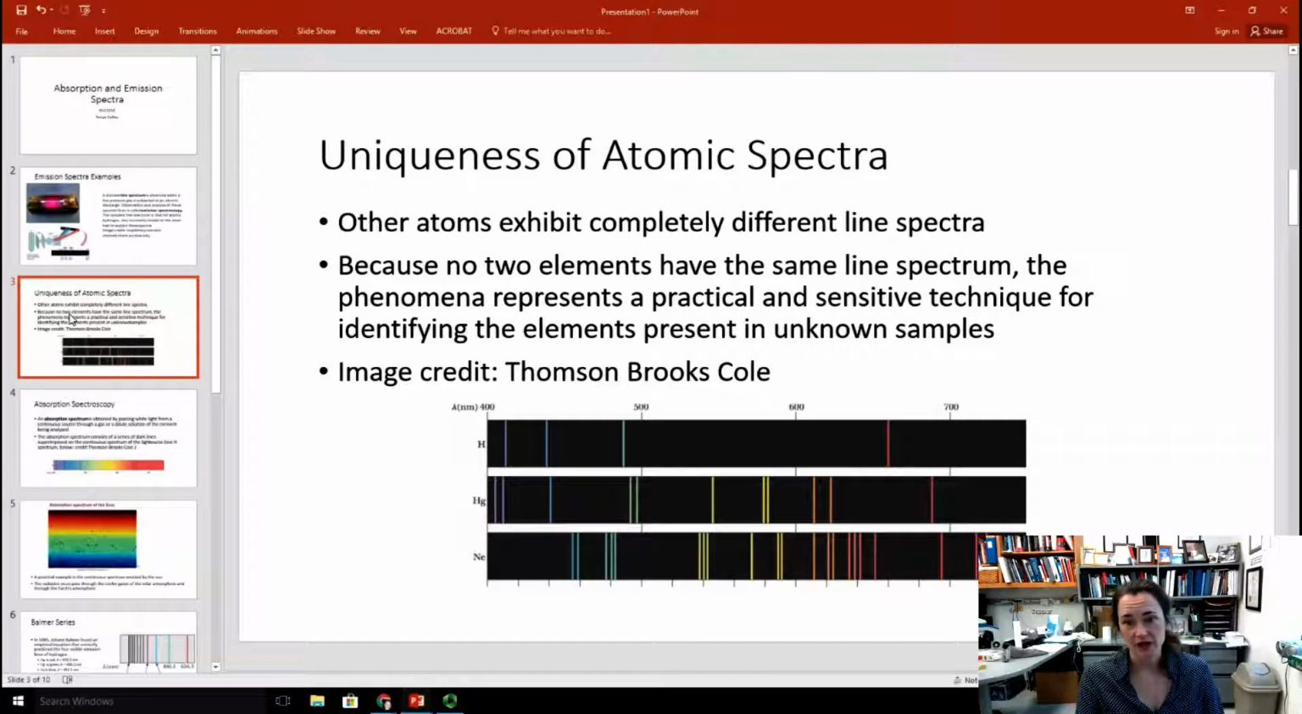Now, because no two elements have the same line spectrum, it's a practical and sensitive technique for identifying the elements present in unknown samples. And this is often done in fields like chemistry, for example, when they want to know what the composition of an unknown sample is. So you know what the spectra of the elements are. That's all known now. So if you analyze an unknown sample, then you can compare that to the reference spectra that you have for the elements and figure out what's in your gas.